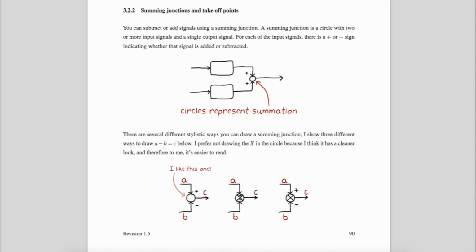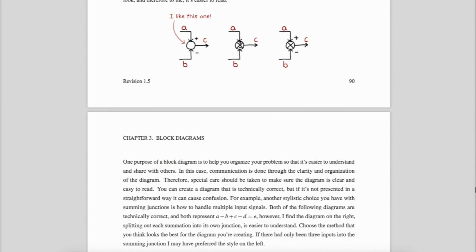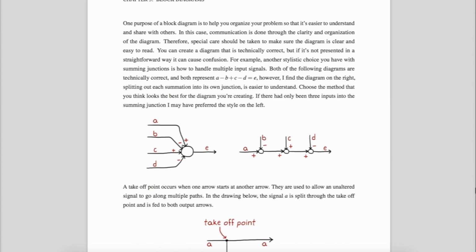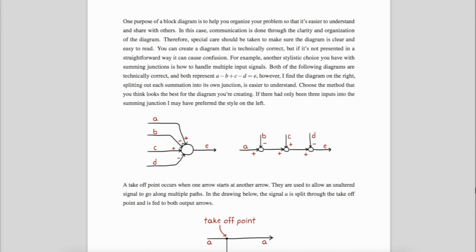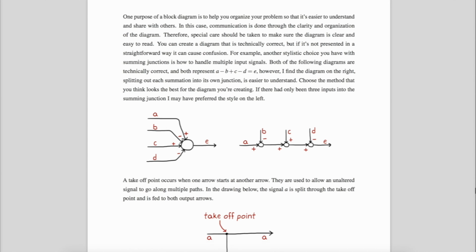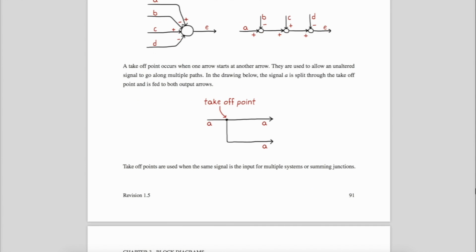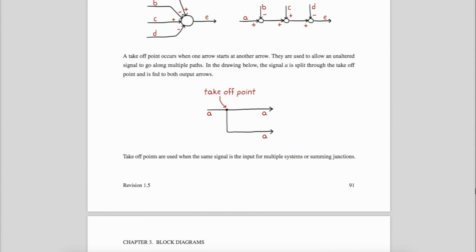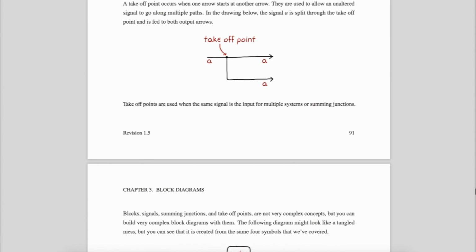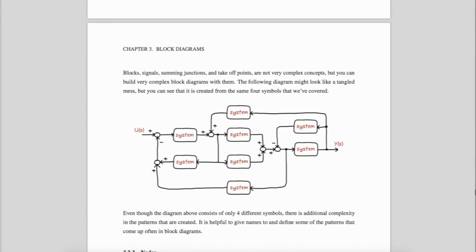However, other engineers are going to read and interpret your diagrams, so as the designer, you should make them as easy to understand as possible. And for me, that just means leaving out the X and splitting a summing junction with a lot of inputs into multiple summing junctions. I'd recommend thinking about how you like to see things when you create your own block diagrams. Now, a takeoff point is when an arrow starts at another arrow rather than a block. This duplicates the signal without changing it and allows the same signal to go to different blocks in your diagram.